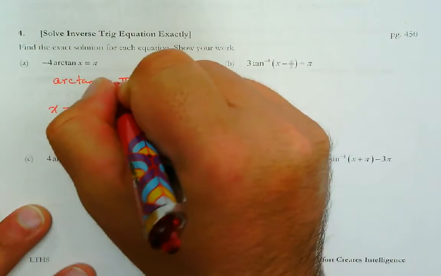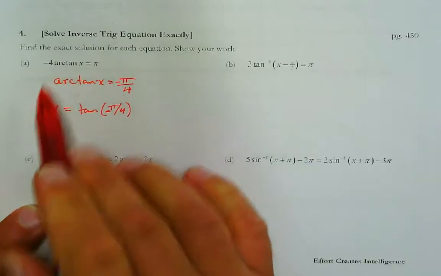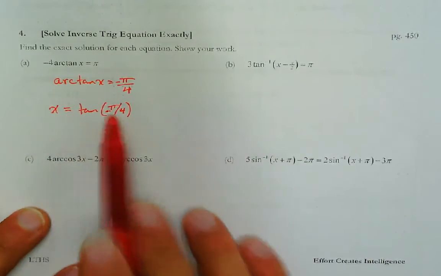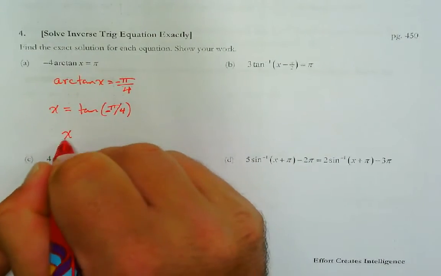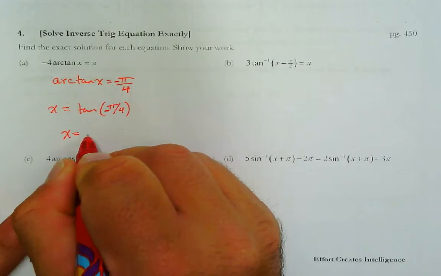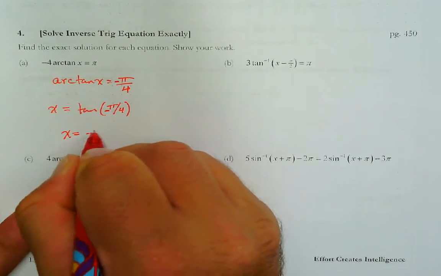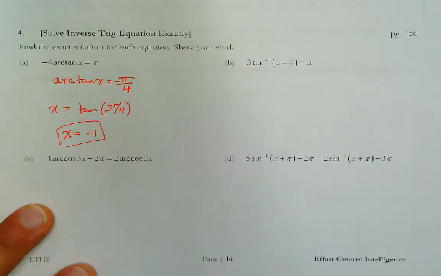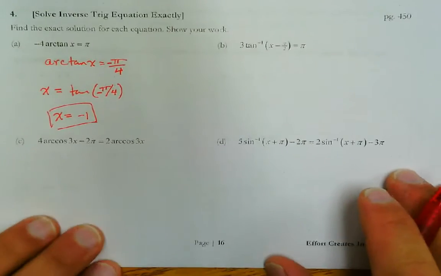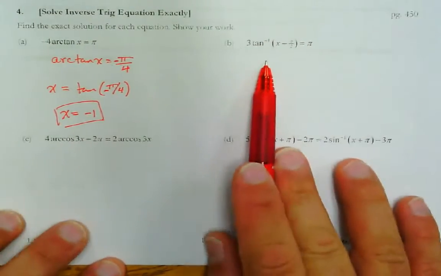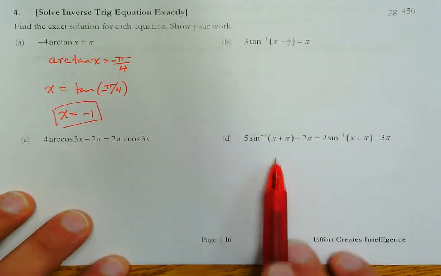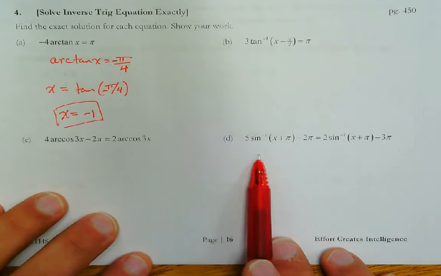and really this should be a negative pi over 4. I missed a negative sign there, right? So x is the tangent of negative pi over 4. From our reference sheet, from the unit circle, or our knowledge, we know that that is -1. Okay? We'll let you work B and C on your own. Right? We'll look at D over here.